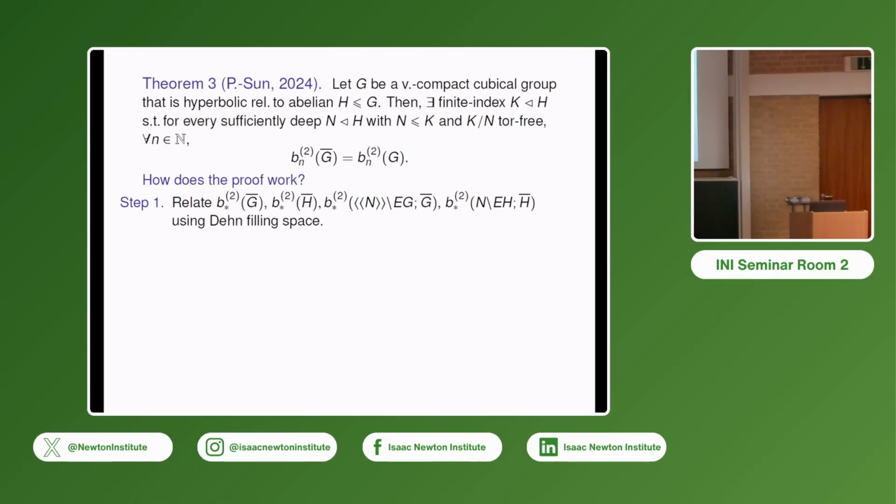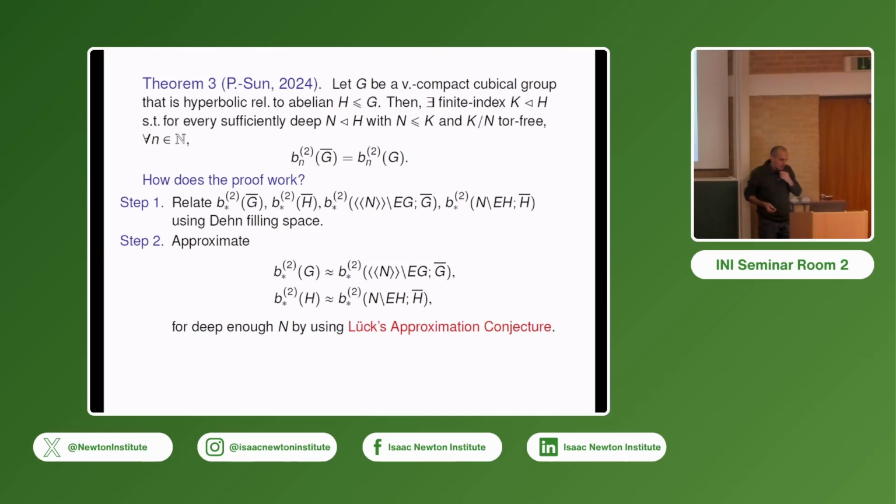In the second step, we're going to approximate these L2 Betti numbers of these spaces by L2 Betti numbers of G and H, respectively. And that's going to use Lück's approximation conjecture, or at least the case where we know it's true.